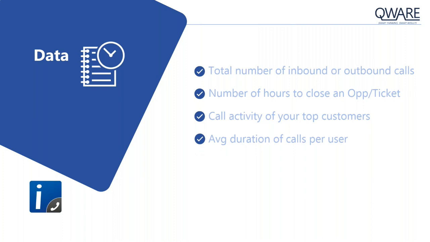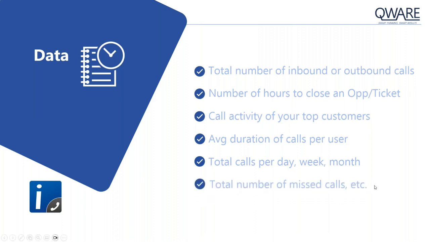Average duration per call per user, right? How much time are people spending on the phone with particular people? How long does it take to wrap up certain calls? Total calls per day, per week, per month. Also total number of missed calls or what have you. All that data is in the system now and much more. And so we can all use this to our advantage, right?